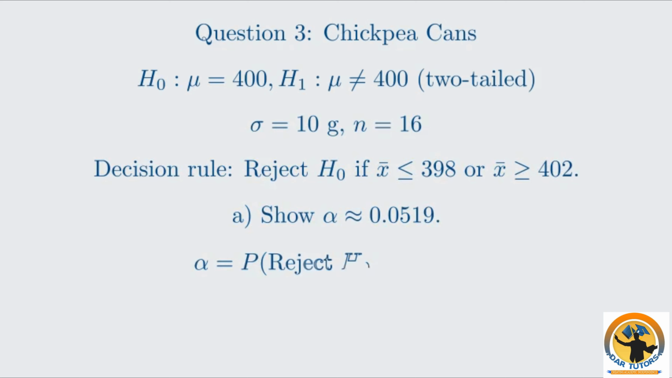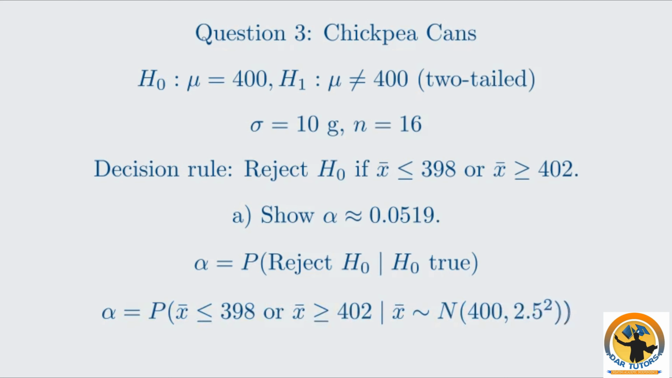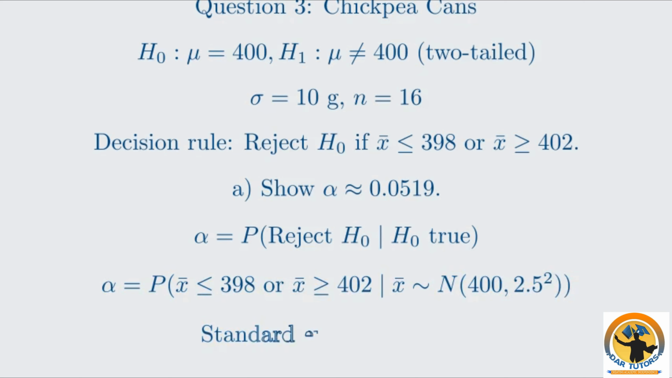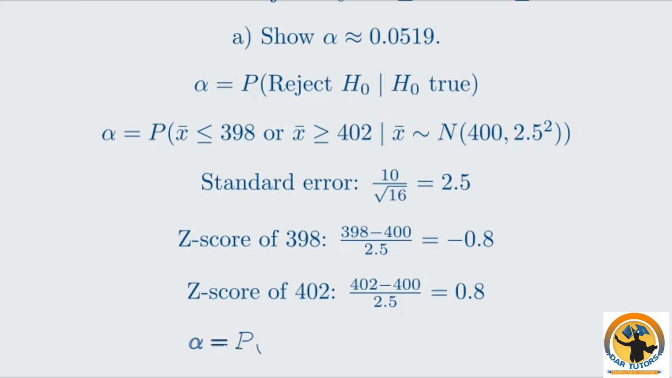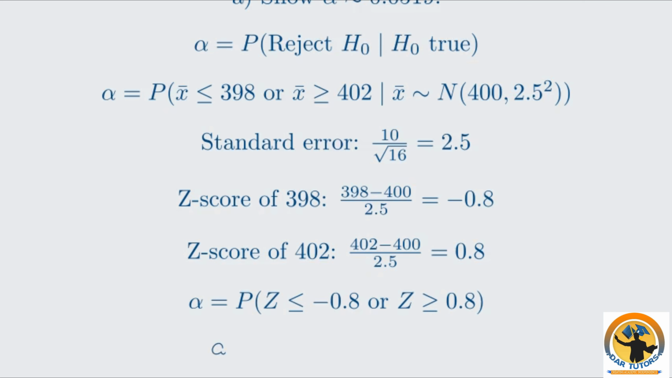Alpha is the probability of rejecting H0 when it's true. The decision rule defines the rejection region for X bar. Under H0, X bar is normally distributed with mean 400 and standard error 10 over the square root of 16, which is 2.5. We standardize the critical values 398 and 402, giving z-scores of plus and minus 0.8. So alpha is the probability that Z is less than minus 0.8 or greater than 0.8. By symmetry, this is 2 times the probability of Z being greater than 0.8. P(Z greater than 0.8) is approximately 0.21199. 2 times that is 0.4238.